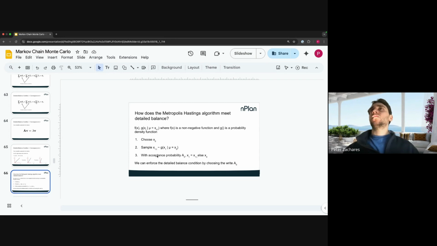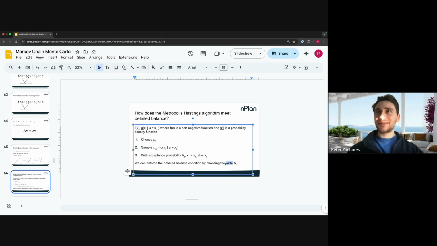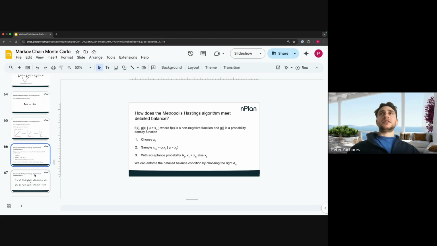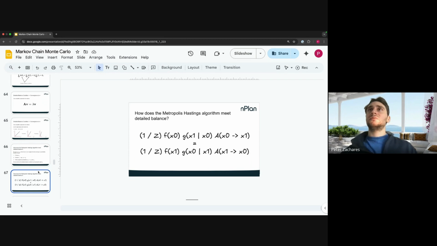And the way that we enforce the detailed balance condition is by choosing the right acceptance probability. The acceptance probability that's used is chosen based on meeting the detailed balance condition. Now here's some algebra that I hope isn't too much. So how does Metropolis-Hastings meet detailed balance?